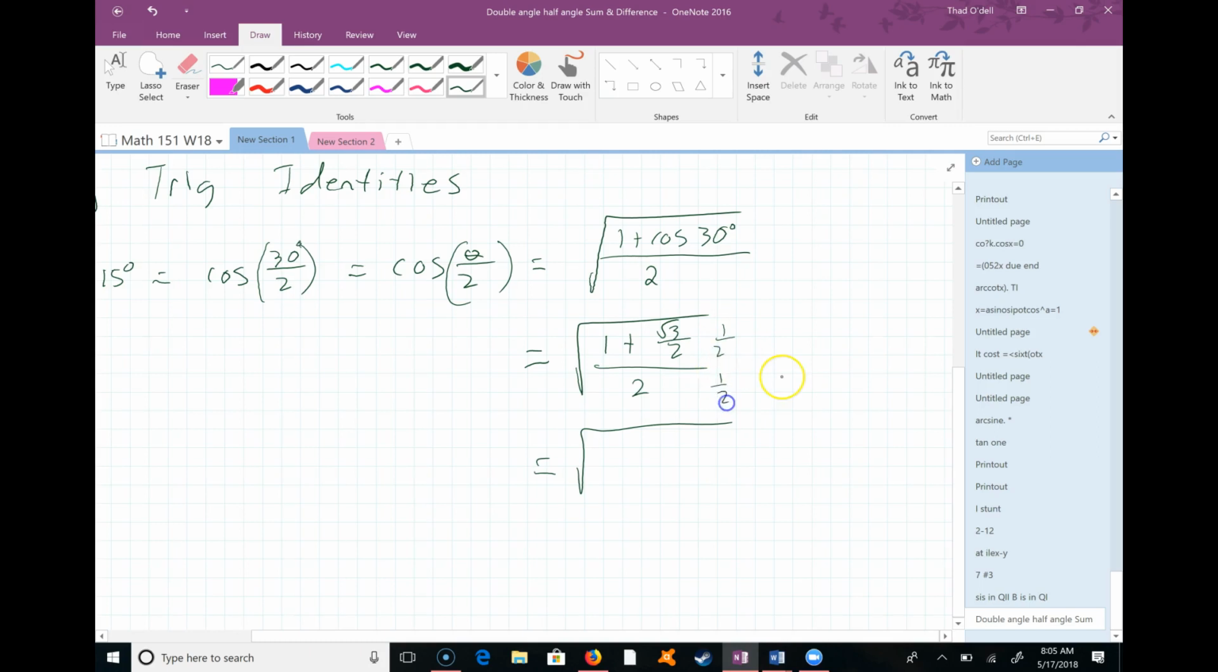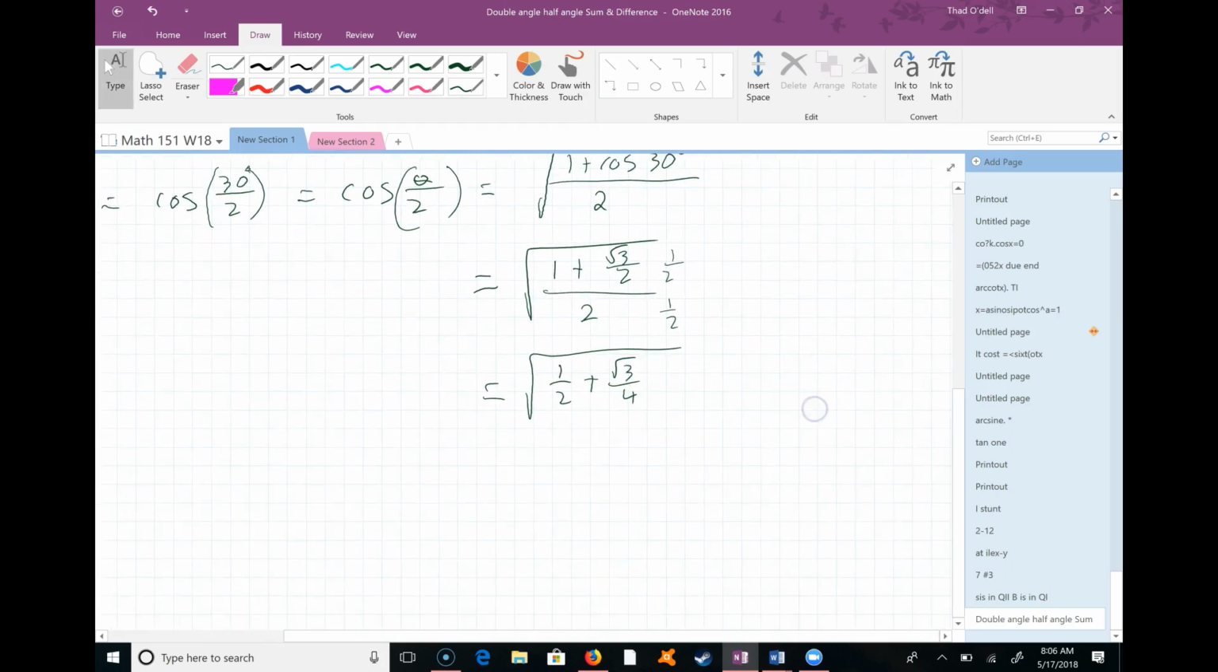That'd be one way to take care of it, because that would leave me with just 1 on the bottom, which means that I don't need it anymore. And on the top, I'm going to have 1/2 plus rad 3 over 4. And since I have two fractions, I can add them together. So I'd get a common denominator. So that'd be 2/4 plus rad 3 over 4.